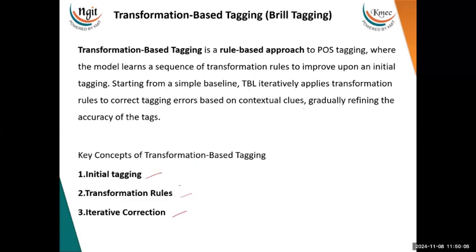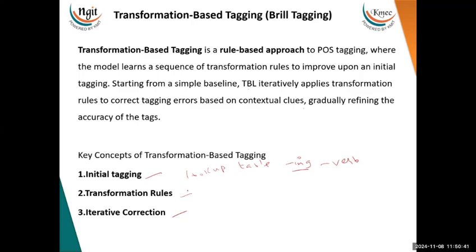Initial tagging is a simple method used to assign an initial tag to each word. Similar to a lookup table, where each word will have some common tag. There could be some simple rules. If a word ends with ing, it is likely to be a verb. Such kind of rules. Then transformation rules, we call it rule learning.